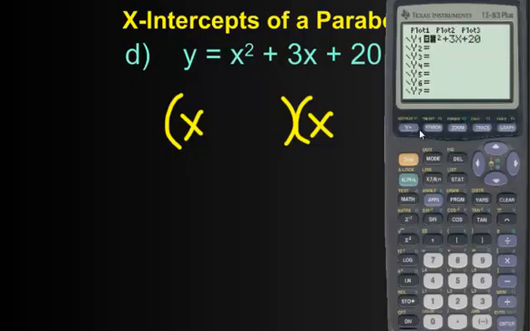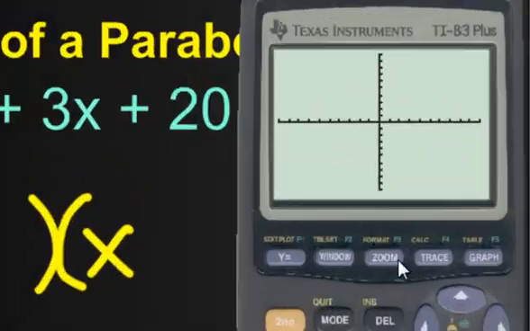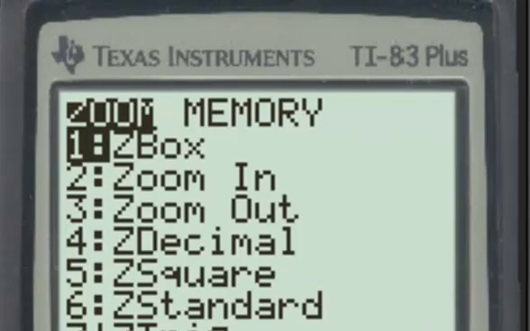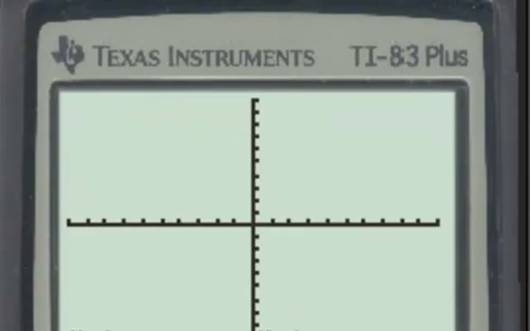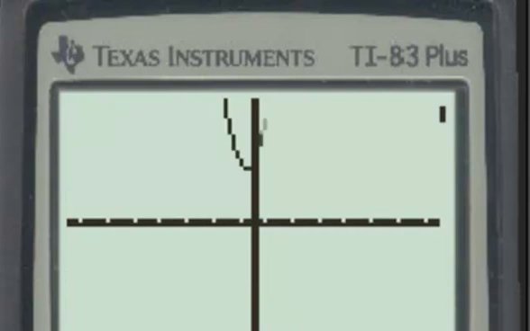How come it didn't work? X squared plus 3x plus 20. Oh, I know why. We're going to have to zoom out here. I'm going to zoom out so you can actually see this thing. So I'm pushing zoom out, then I hit enter. Okay, there it is. I don't know if you can see this properly. Do you see any x-intercepts whatsoever here? I am sure I'm hearing you right. You are saying, no, there's no x-intercepts.